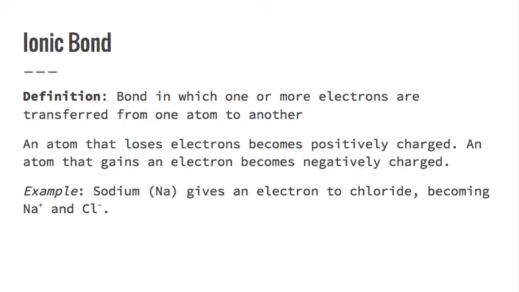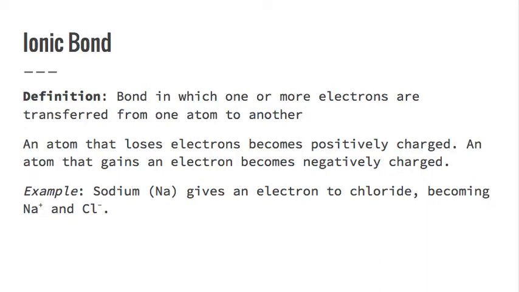So that would be like me saying I have $1 and transferring my dollar to you, giving it to you. Instead of sharing the dollar, we would transfer. One atom loses an electron and it becomes positive, because remember the nucleus is positive, the electrons are negative. So if I give an electron away, I become positive. An atom that gets another electron becomes negatively charged. So I was neutral, you gave me something negative, I become negative.